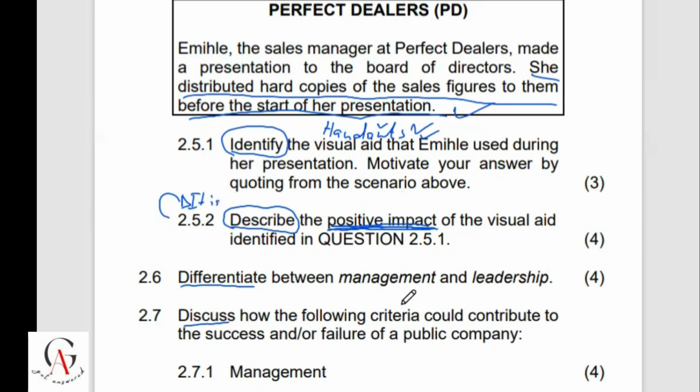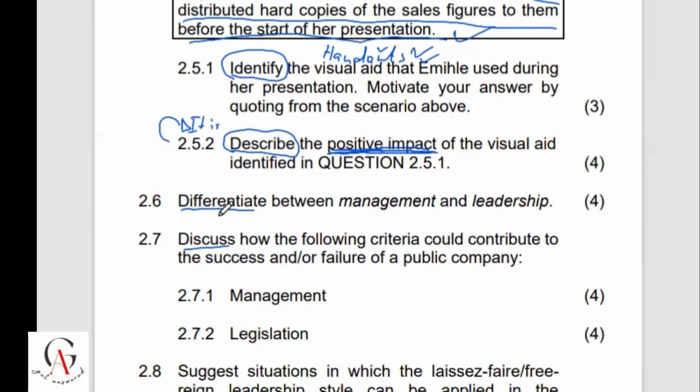Right. So now let's check what the difference is between management and leadership. So now, in most cases, some of you guys make mistakes when it comes to the distinction between management and leadership. So now let's bear in mind that leaders are born, they are not trained. Leaders don't go to school to be trained to become a leader. They are born with such characteristics.